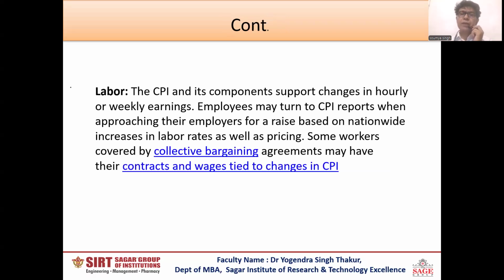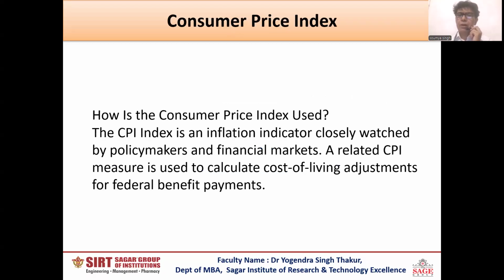Labor: the CPI and its components support a change in the hourly or the weekly earnings, and employers may turn to CPI reports when approaching their employees for a rise based on the notice-wise increase in labor rates as well as pricing. Some workers covered by collective bargaining agreements may have their contracts and wages tied to change in CPI.